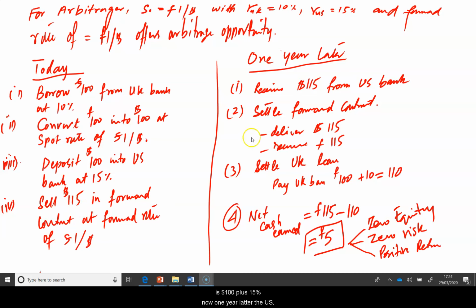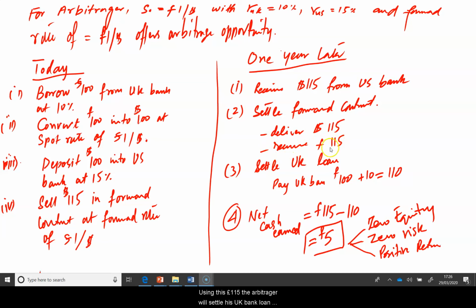Now 1 year later, the US bank deposit will mature to $115. The arbitrager will receive this amount and then settle the forward contract, where he will deliver the $115 received from the US bank and receive £115 from the counterparty. So now effectively the arbitrager has £115.